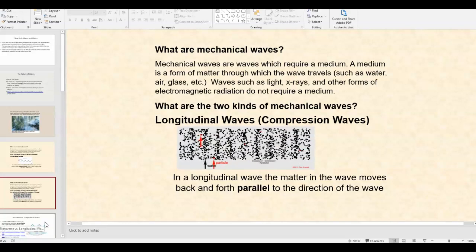Sound waves are basically the only common example of a longitudinal wave. When you're talking or when you hear my voice, imagine these dots are the molecules in the air. The molecules in the air move back and forth, just like you're seeing in this animation. Then when they hit your eardrum, it starts to move back and forth, and your brain interprets that as sound. So sound waves are longitudinal waves. Most other waves you can think of are transverse waves.